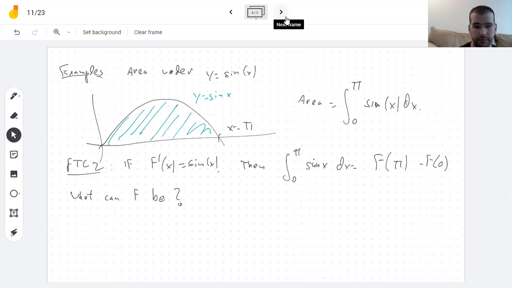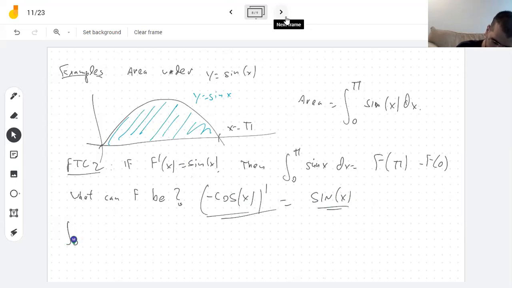Wait, are we assuming that sine of x is the antiderivative? No, sine of x is the derivative of something. Here I have a function, I take the derivative and I get sine. So what function has derivative sine? Negative cosine. You should probably guess cosine, and then you would see that, or just guess negative cosine. The derivative of cosine is negative sine. So once you put a minus there, you're done.